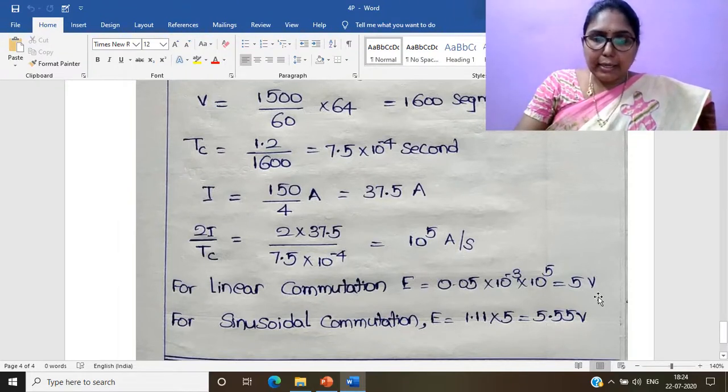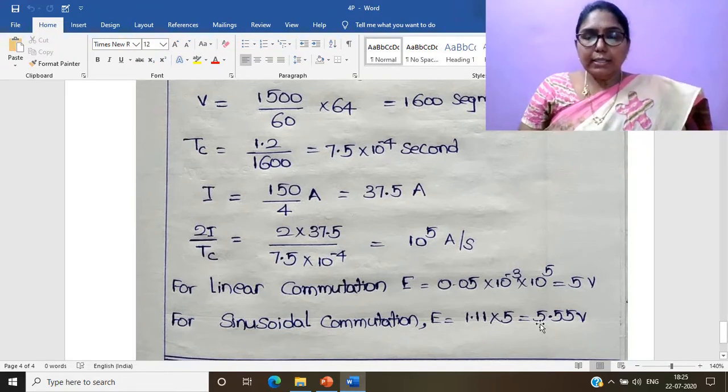Now they asked to calculate for sinusoidal commutation also. What is the formula for that one? The reactance voltage is equal to 1.11 times the linear commutation value. So E equals 1.11 into L into 2I by Tc. We already calculated L into 2I by Tc, which is 5 volts, so I simply substitute that value and multiply with 1.11. The reactance voltage for sinusoidal commutation is 5.55 volts.